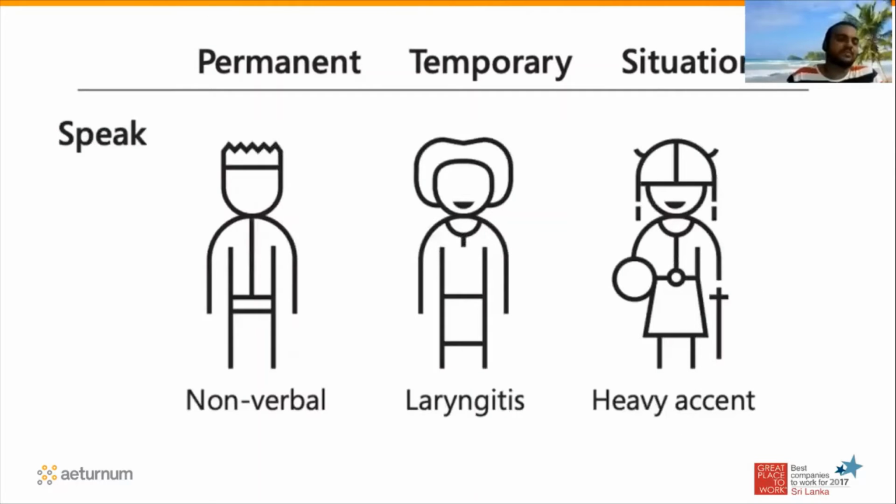All right, speak. Permanent is nonverbal, total muteness, temporary is laryngitis, and situational is heavy accent. Makes sense, right? All right, let's move on.